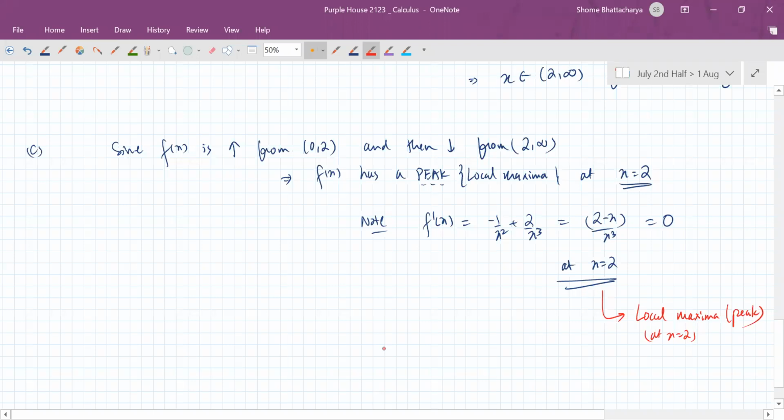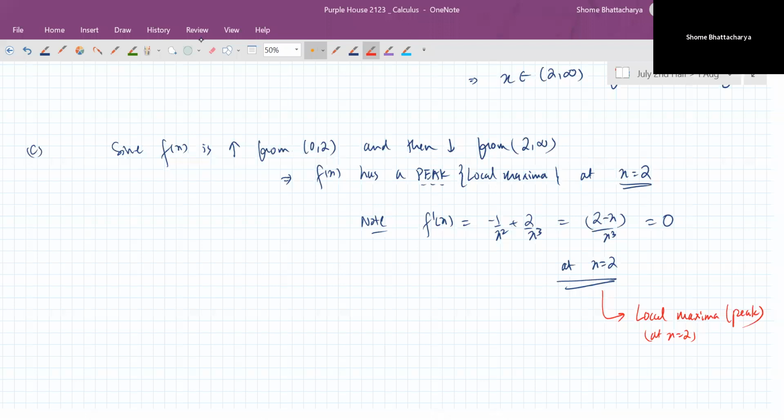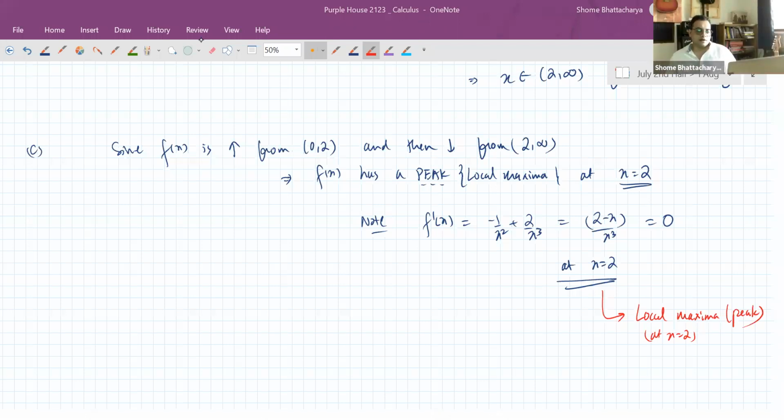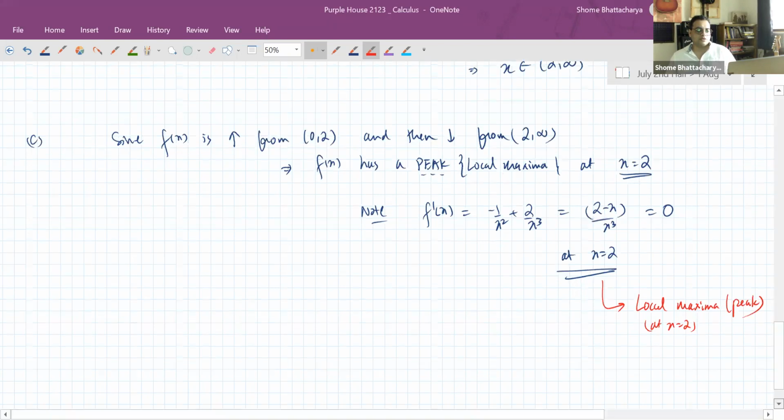Okay, so this completes the question as far as we are concerned, because this is the only analysis we were asked to do in the question. But now that we have this analysis, actually we can go a little bit further and we can actually try and plot the graph of the function. Okay, so let's do that.